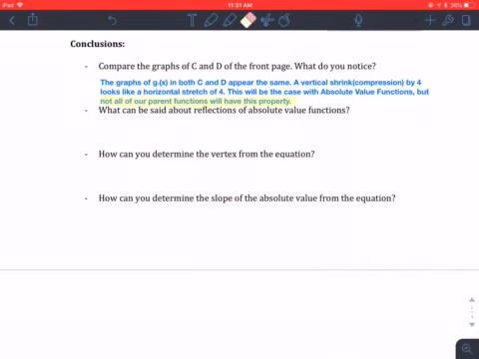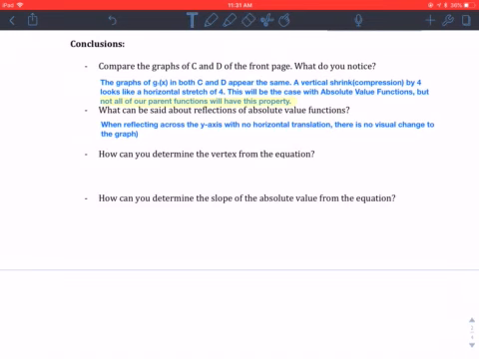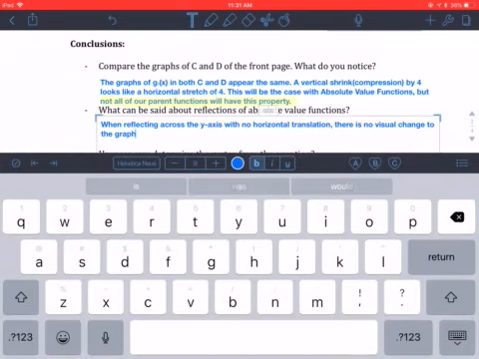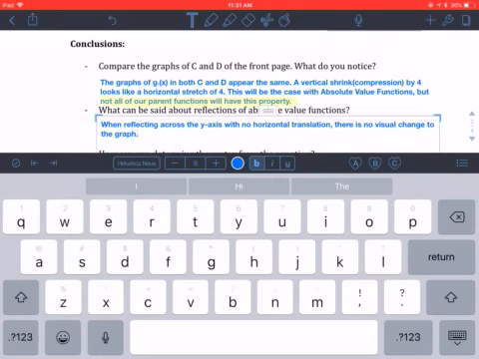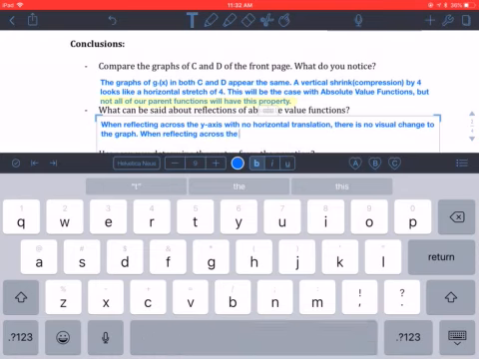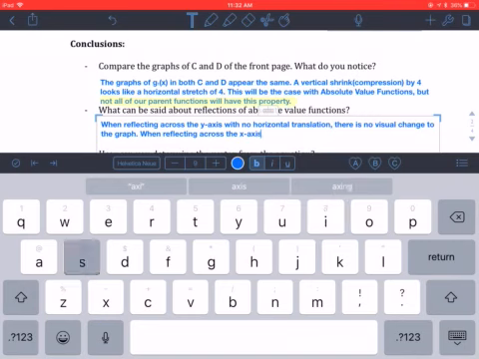So to put that into words, when reflecting across the y-axis with no horizontal translation, there's no visual change to the graph. I'm not sure why there's a parentheses there. We'll get rid of that. And then when reflecting across the x-axis, the shape is an upside down V.